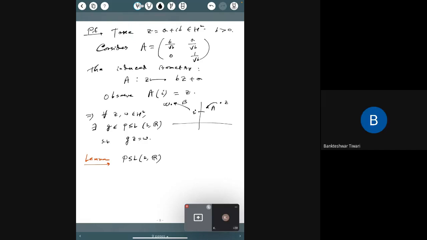Okay, so PSL2R acts transitively on the set of geodesics of H2. So it's not only transitive on the set of points, it's also transitive on the set of geodesics. Now the proof. Let me change my slide.